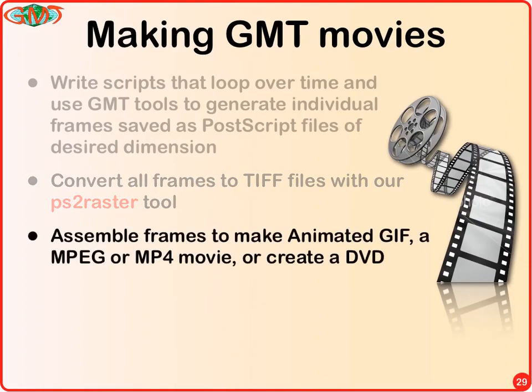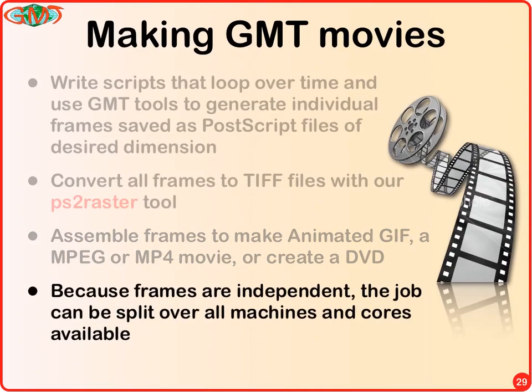And these frames can then be put together to make an animated GIF, which is very good if it's a relatively short video. Or you can make an MPEG or MP4 movie or create a DVD if you like. It's your choice how ambitious you are. Now, because these frames typically are independent, that is, plot 50 doesn't really depend on plot 49, you can run the two plots at the same time if you have enough computers or enough CPUs. So it's very well suited to multiple machines and multiple cores. The movies I'm going to show you were all done spreading out on all the CPUs that I have, and they go pretty quickly.